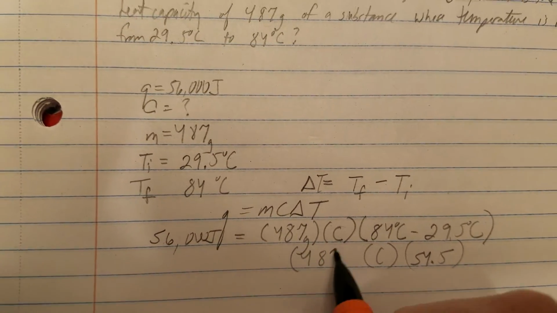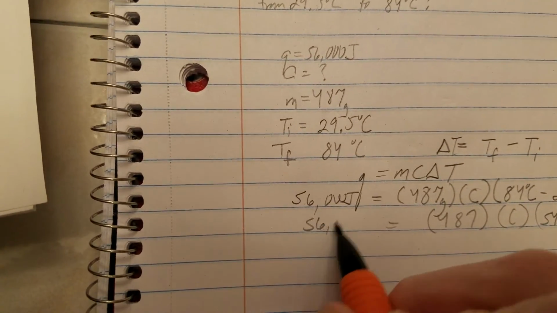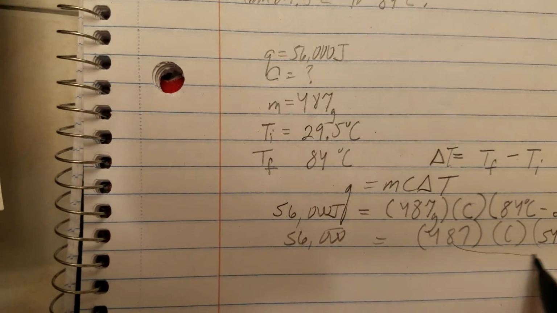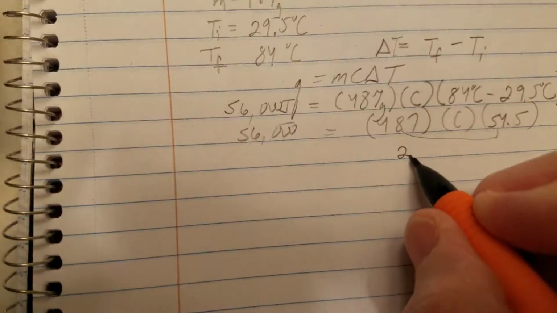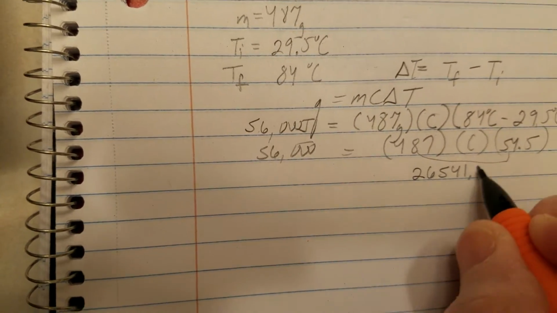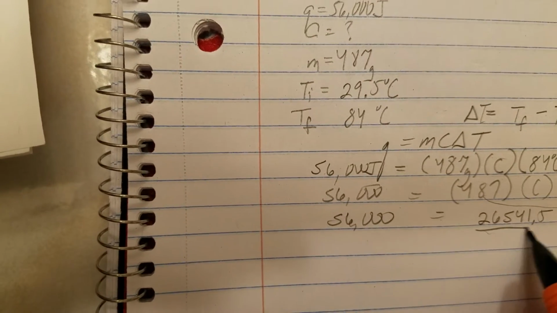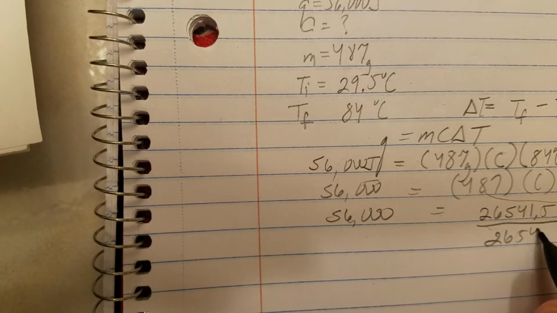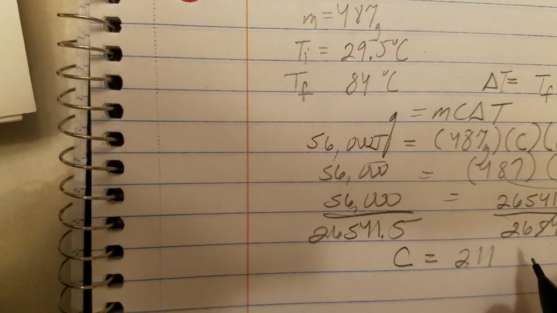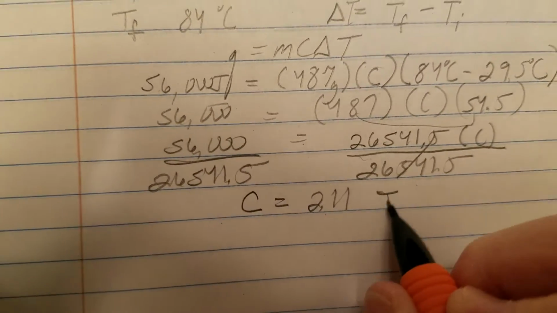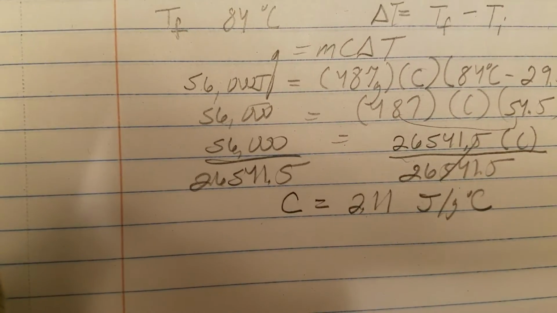So we're just going to do it by steps. Then you'll multiply these two numbers together, so you're going to get 26,541.5 times C is equal to your 56,000. Then now you want to divide this number by both sides so you can get your C by itself. So divide both sides by the 26,551.5. That'll cancel here, and then your C will be 2.11. For C, remember the units are going to be joules per gram degrees Celsius.